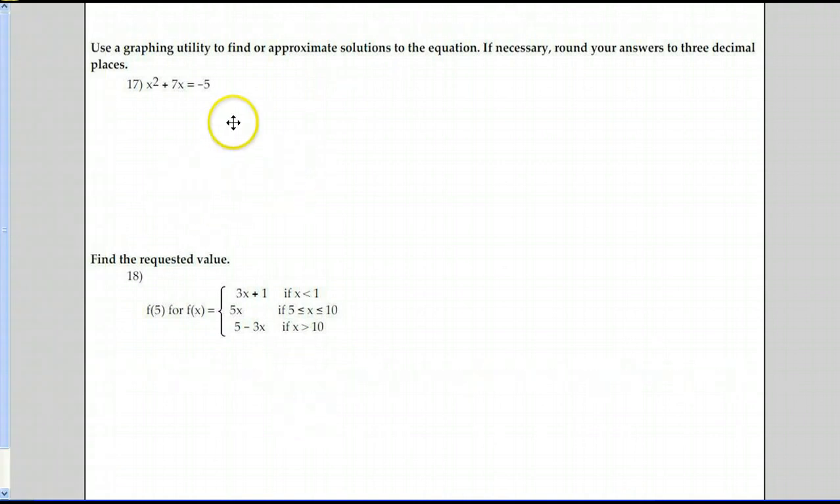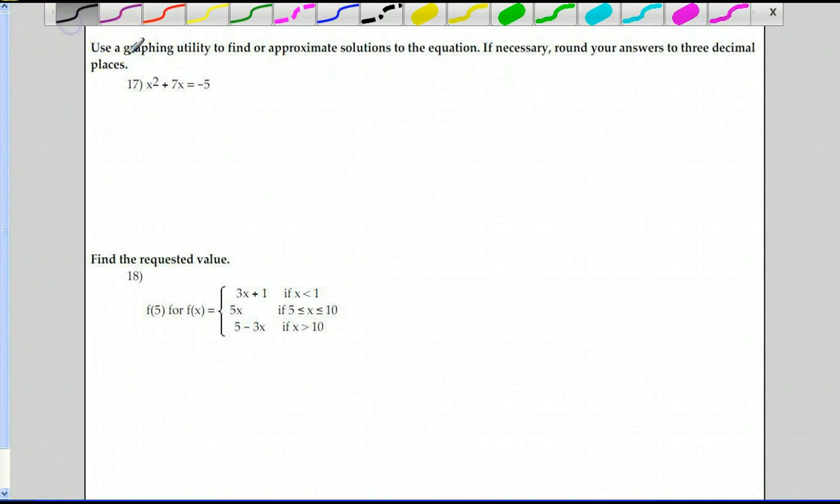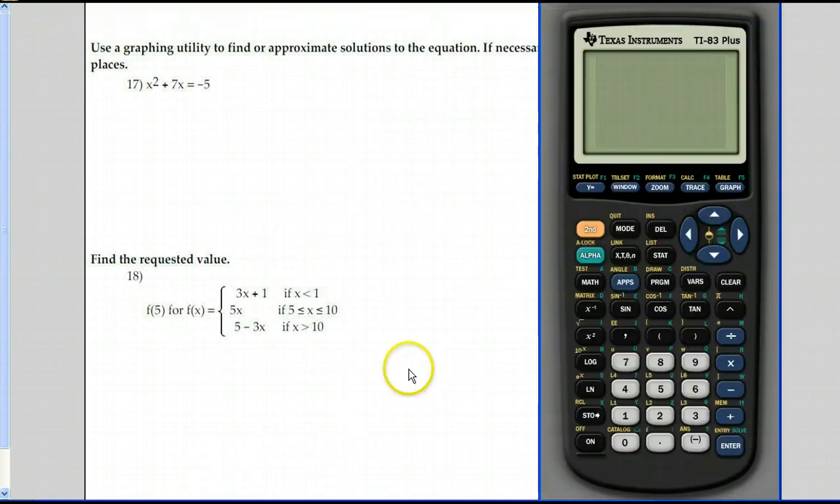Alright, the reason why I didn't show you how to do the calculator on the last one is because this one I actually want you to, and then round your answers to 3 decimal places if you need to. So you can do one of two things. You can type in x squared plus 7x, just the left hand side, in y1, and then the right hand side in y2.